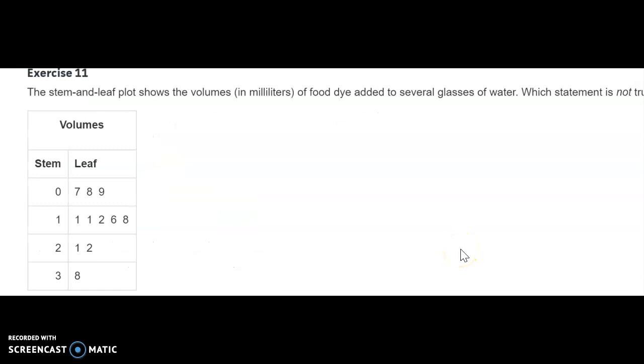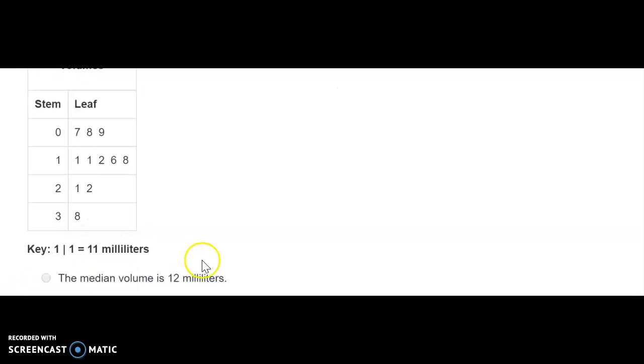The stem and leaf shows the volume in milliliters of food dye added to several glasses of water. Which statement is not true? Whenever they say not true, it's a process of elimination. So this is going to be 7, 8, 9, and this is going to be 11, 11, 12, 16, 18, 21, 22, and 38. It says the median volume is 12 milliliters.